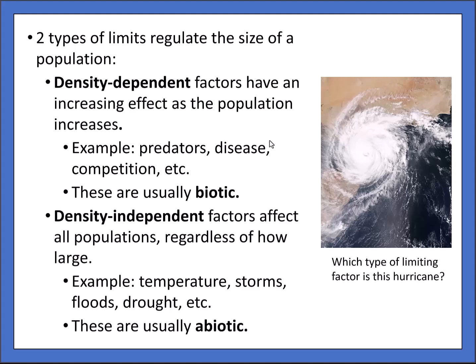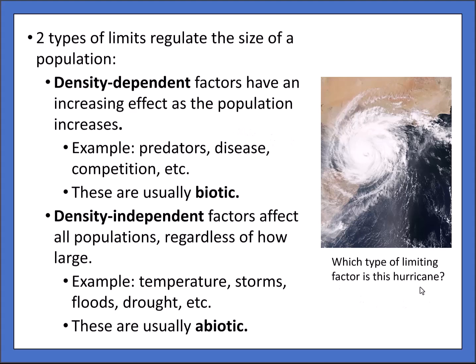Density-independent factors affect all populations regardless of how large they are. So they are affecting all populations, small and large, at the same rate. For example, a change in temperature, storms, floods, drought, etc. And these are usually abiotic factors, so non-living. These are affecting all populations regardless of how large.